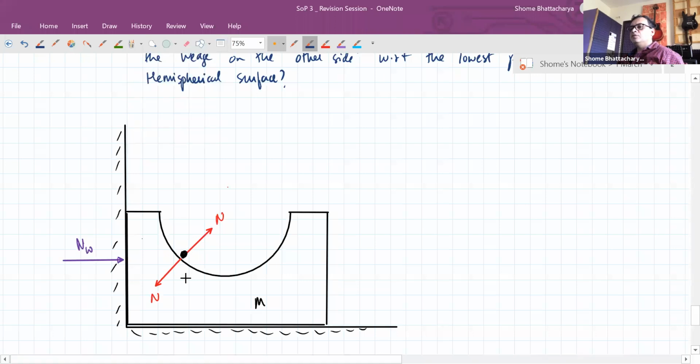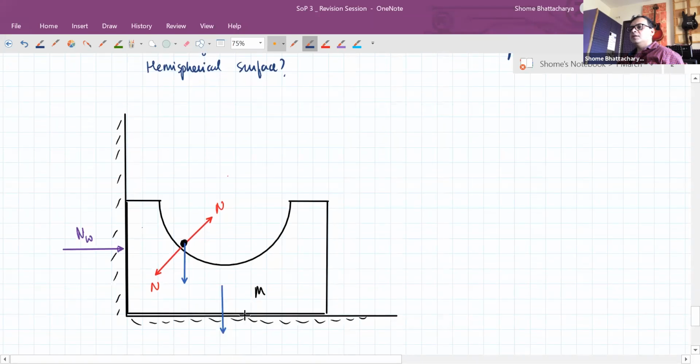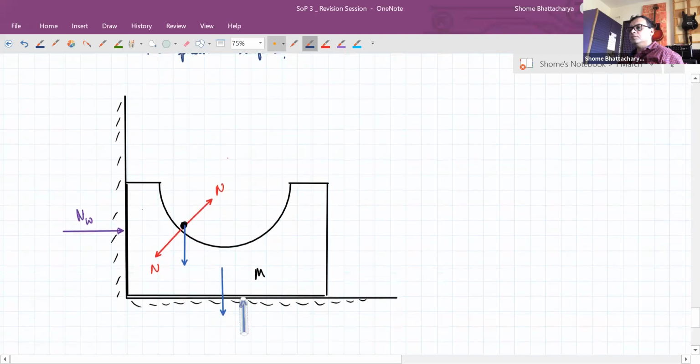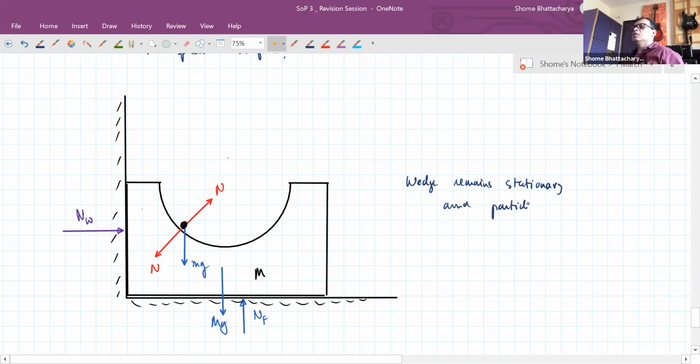Okay. And of course, because of the vertical gravitational forces, the floor is applying an upward normal contact force. Okay. So we can see this is what is happening. So at this point of time, the wedge remains stationary. Okay. And the particle is in vertical circular motion, a fixed circular track from the point A to, let's say, this point B.